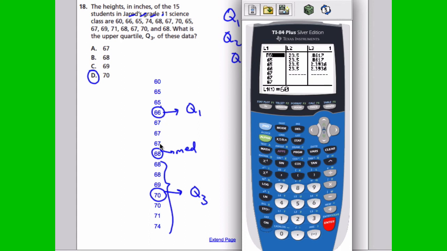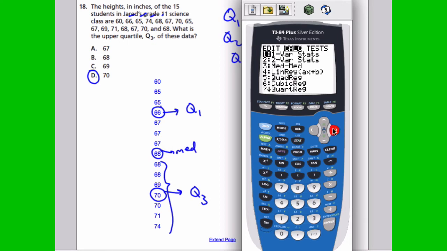Otherwise, you can just type them into list 1 and go right to Stat, Calculate, one variable stats. It'll automatically look at list 1 unless you tell it otherwise, and then it gives you a whole slew of data. X bar is 67.66, that's my mean. These are my standard deviations. N is my 15, that means there's 15 pieces of data. If I scroll all the way down to the bottom, I get my 5-number summary, which comes into play for box and whiskers.